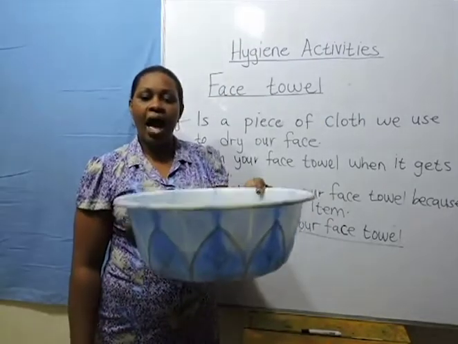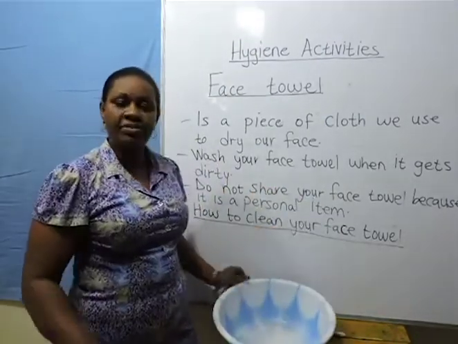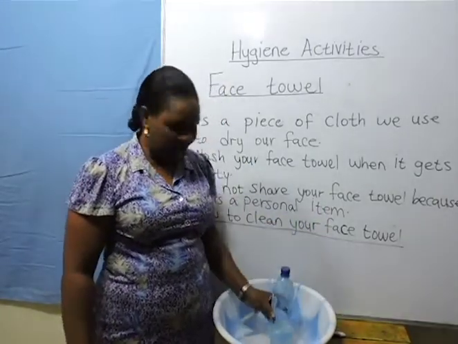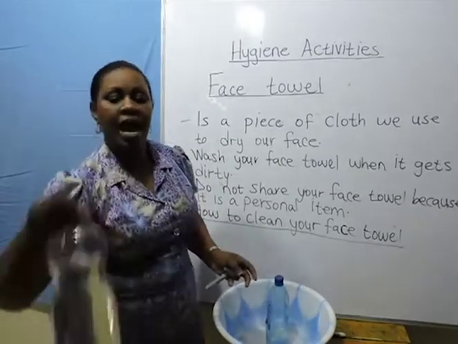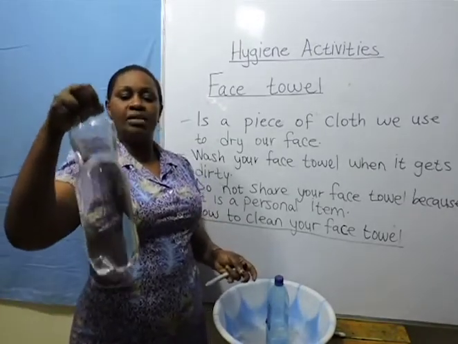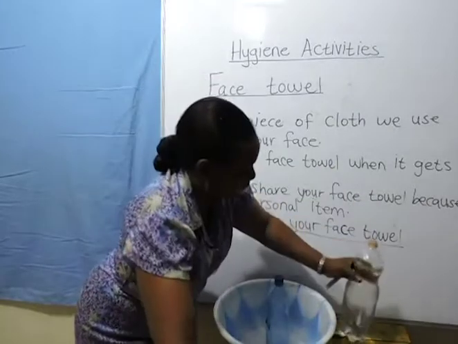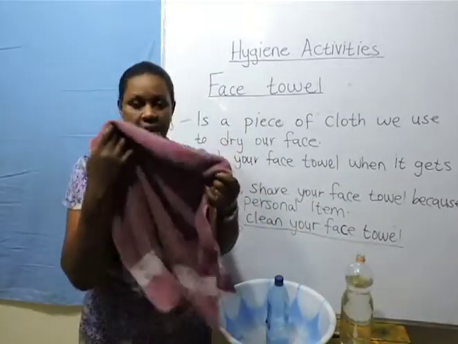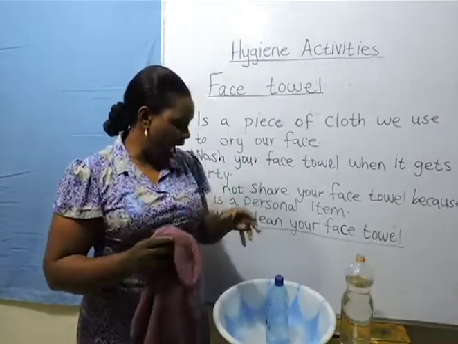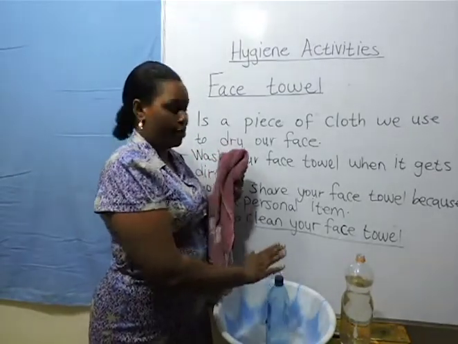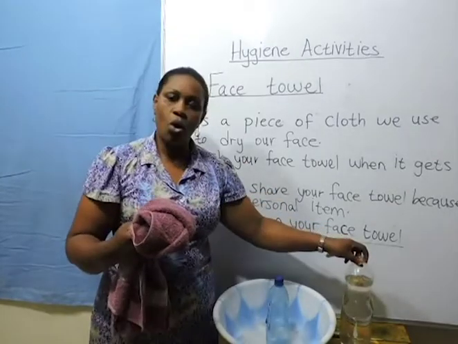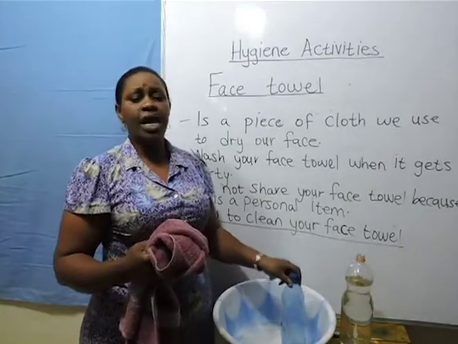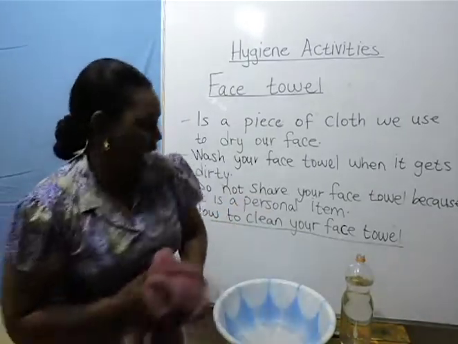You have a basin. Then you have some soap. This one is a soap. After you have taken your basin and soap, you should have some water. This one is water. Then you take your face towel. This one is a face towel, the one you use to wipe or dry your face. You should have a basin, a soap, then towel and what? Water.